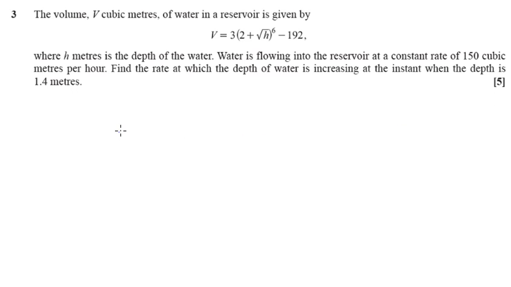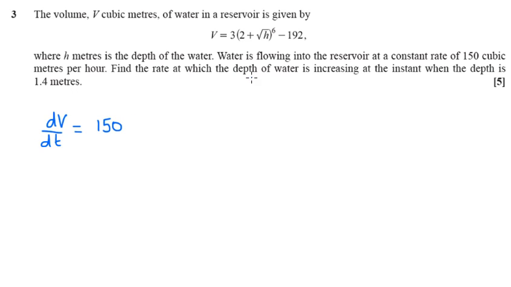Okay, question 3 gives us a formula, an equation for the volume of water in a reservoir, where H is the depth in meters. It says water is flowing at a constant rate of 150 cubic meters per hour. So that's a rate of volume per hour. So that's dV by dt. And it tells us that that is flowing at a constant rate of 150.